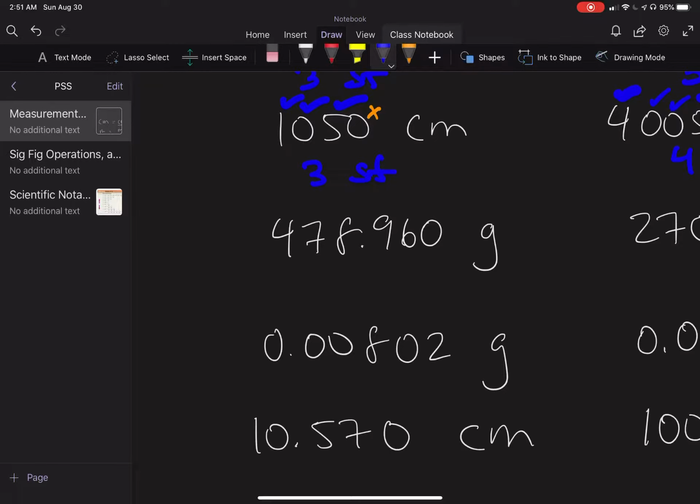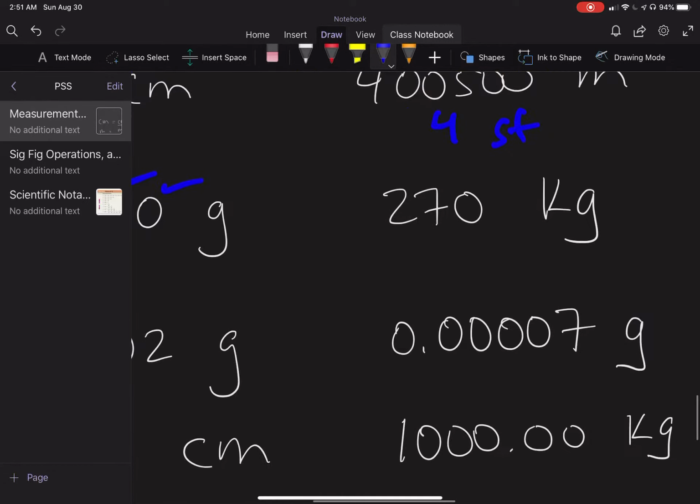Next example, 478.960 grams. All of these are going to count. So non-zero digits, and then this 0 that is after the decimal and after the non-zeros. So this one has 6 sig figs. Next one, 270 kilograms. The 2 counts, the 7 counts, but this 0 here does not count. There's no decimal. It's just a placeholder 0 to tell us how large a number we have. So this is 2 sig figs.